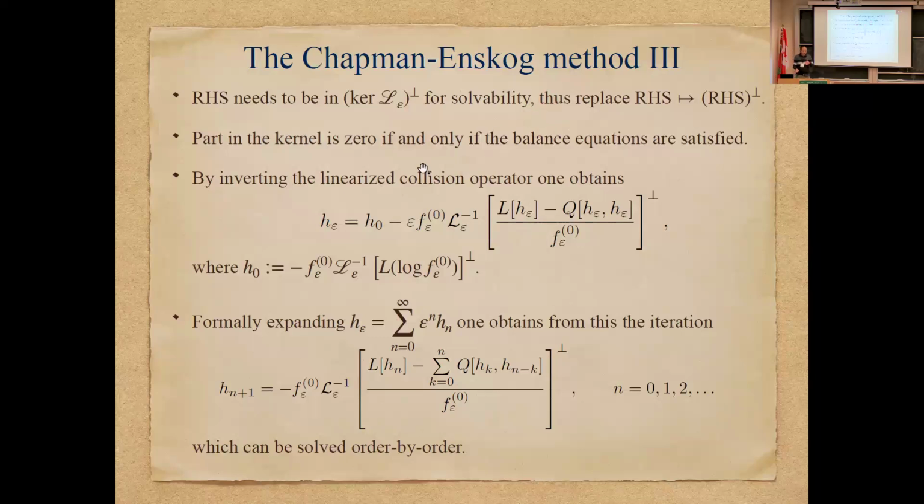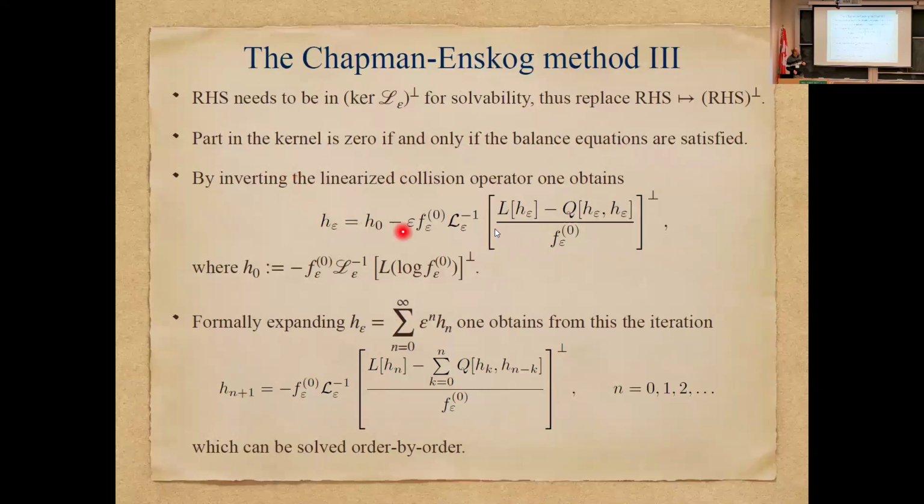And now what we do is the drastic thing: we just replace the right-hand side by the orthogonal projection of the right-hand side. So we just project orthogonal to the kernel. Of course, you will have the feeling that now I changed the Boltzmann equation, but you can show actually that the error you make, which is in the kernel, is 0 if and only if the balance equations are satisfied. So you're allowed to make this projection if at the end you impose the balance equations. Then this is perfectly fine. This is consistent.